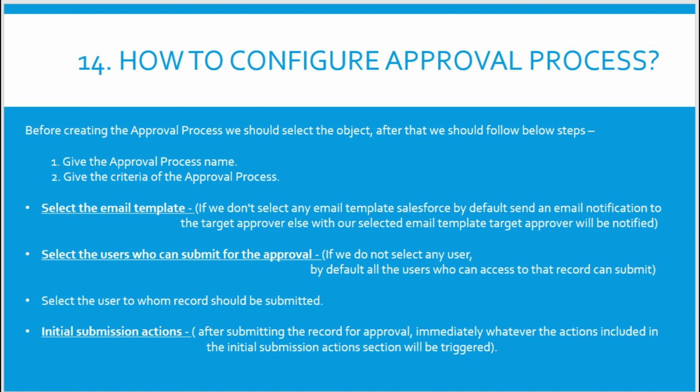Select the users who can submit for approval. If we do not select any user, by default all the users who have access to that record can submit. Select the user to whom the record should be submitted. Initial submission actions: after submitting the record for approval, whatever actions are included in the initial submission actions section will be triggered immediately.